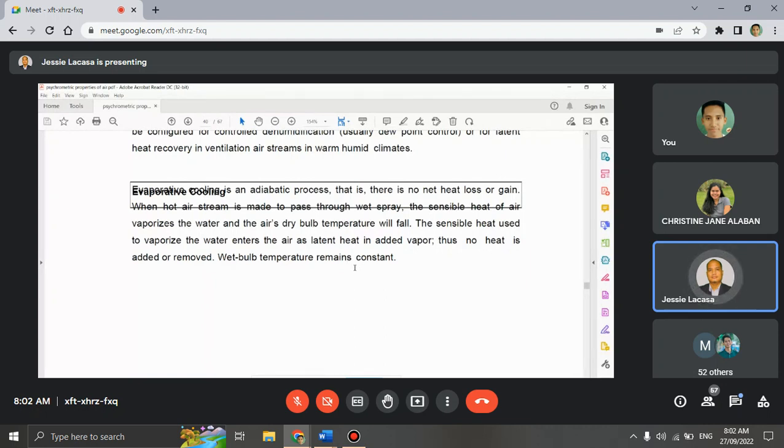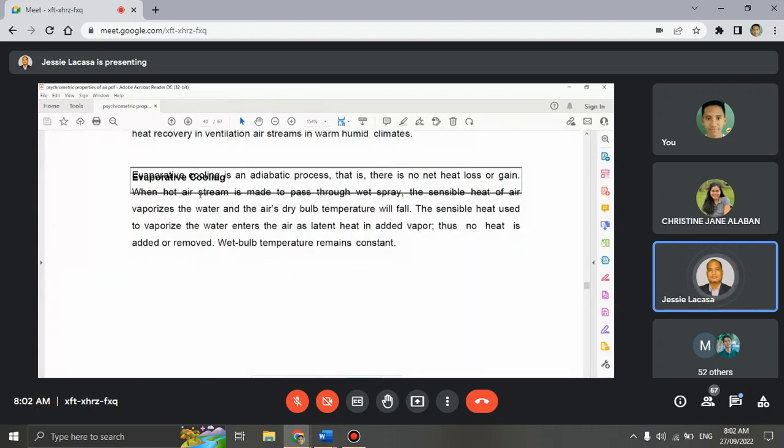So it is isenthalpic. When a hot air stream is made to pass through a water spray, the sensible heat of the air vaporizes the water and the air's dry bulb temperature will fall. The sensible heat used to vaporize the water enters the air as latent heat in the added vapor. Thus no heat is added or removed, and the wet bulb temperature remains constant.